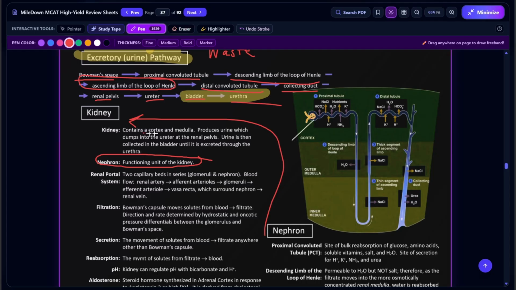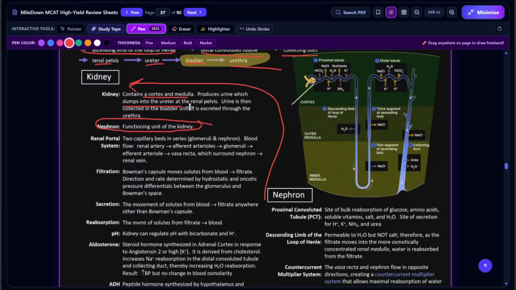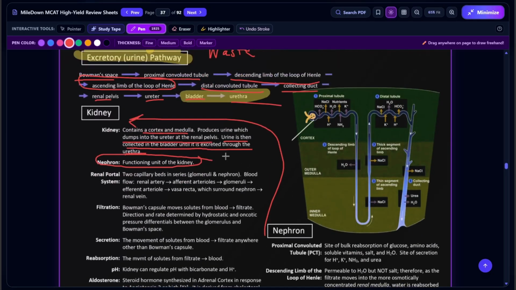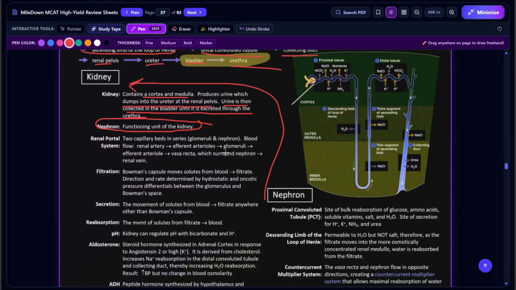So then your kidney contains the cortex and medulla and produces urine, which dumps into the ureter and renal pelvis. Urine is then collected in the bladder until it's excreted through the urethra. So yeah, your kidney is processing all the stuff and it's trying to collect waste essentially, and then get it to your urethra so that you can go to the washroom and excrete all that stuff.